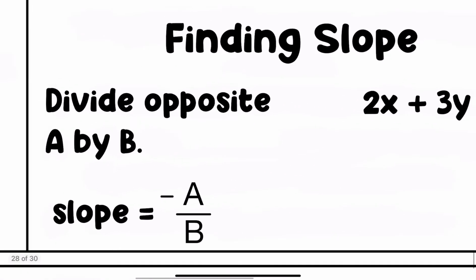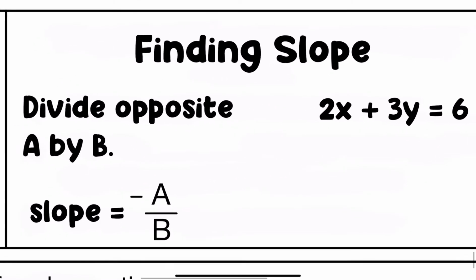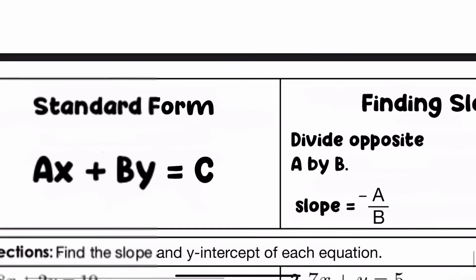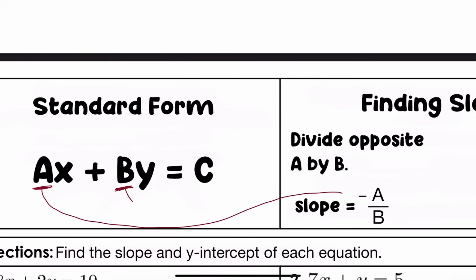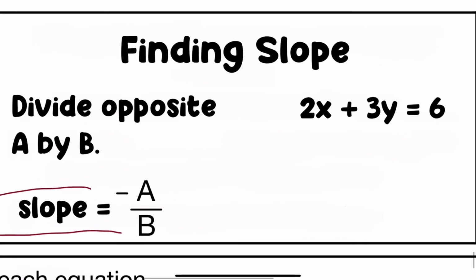Okay, so let's take a look at finding slope first. You're dividing opposite A by B. All right, what does that mean? Well, in our formula here, we have an A and we have a B. Those two numbers are going to go into our slope here, and we're just going to plug those in. And that's about it. If we need to reduce, we can. We can't always do that, but when we have the chance, we can totally do that. But let's take a look at an example here of our slope.